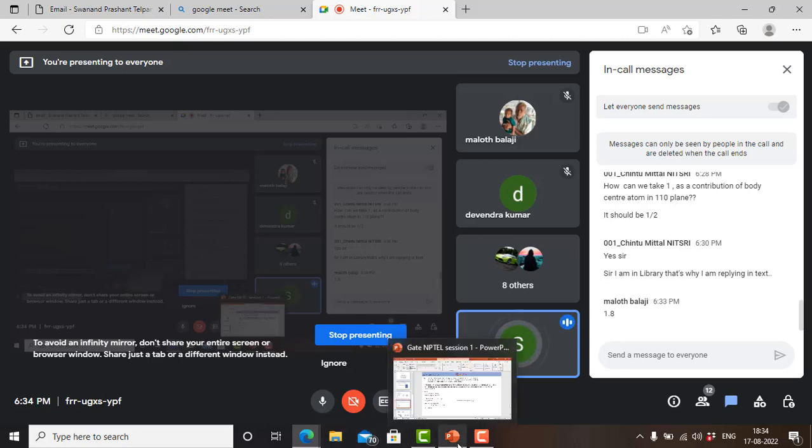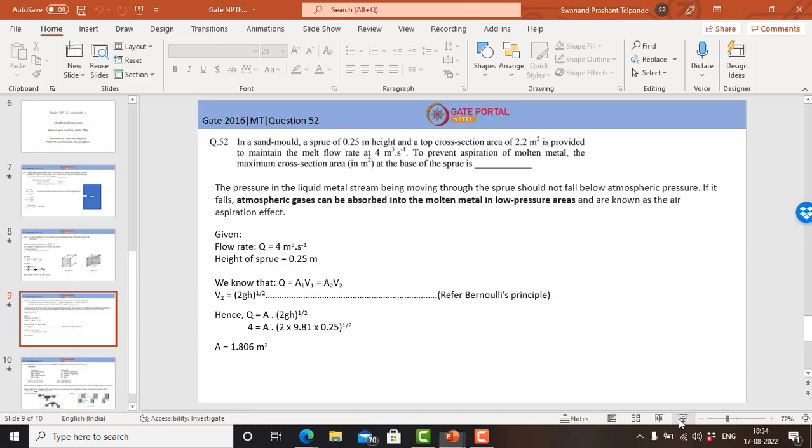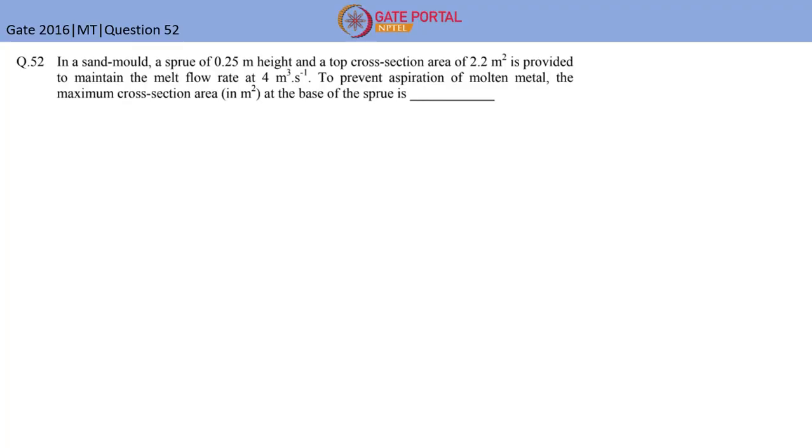Okay, let's start then solving this question. This is GATE 2016 Metallurgical Engineering question number 52.